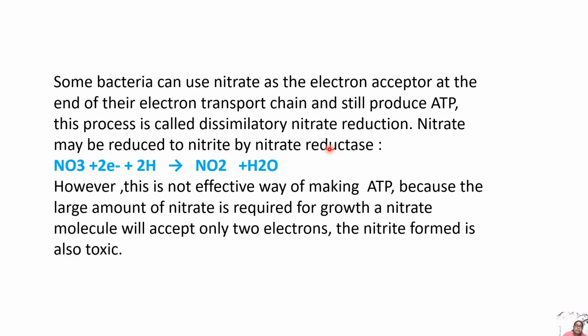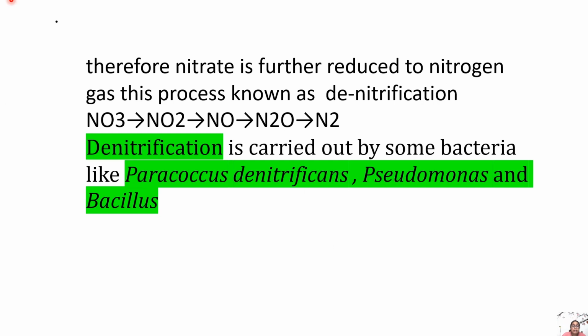Okay. However, this is not an effective way of making ATP because a large amount of nitrate is required for growth. A nitrate molecule will accept only 2 electrons. The nitrite formed is also toxic. So therefore nitrite is further reduced to nitrogen gas. This process is known as denitrification. Okay, and denitrification is carried out by some bacteria like Paracoccus denitrificans, Pseudomonas, and Bacillus.